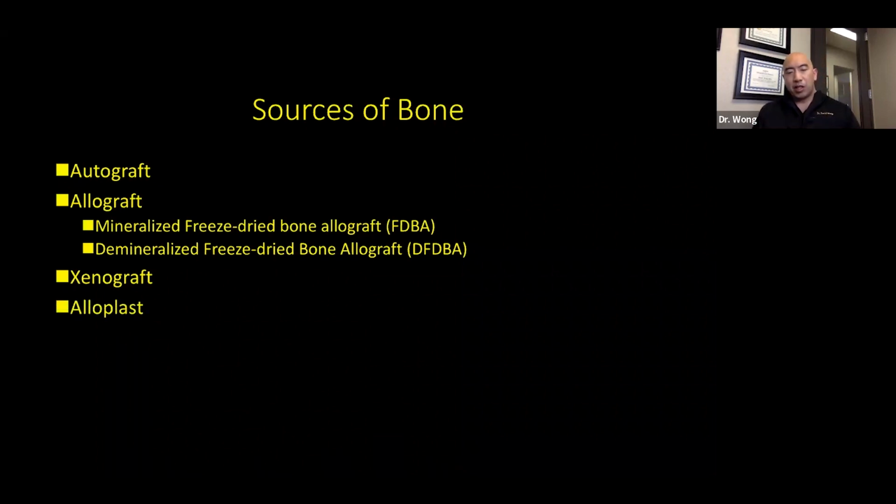Lastly, some patients don't want anything that used to be alive at all, animal or human. They'll want something synthetic, and that's where your alloplasts come in. Those are going to be like your ceramics and your glasses, your calcium sulfates, which is plaster of Paris, just medical grade. So sometimes there's an indication for some synthetics as well.